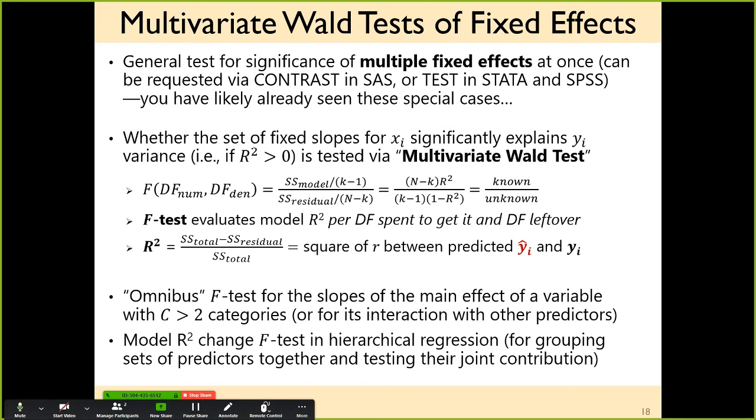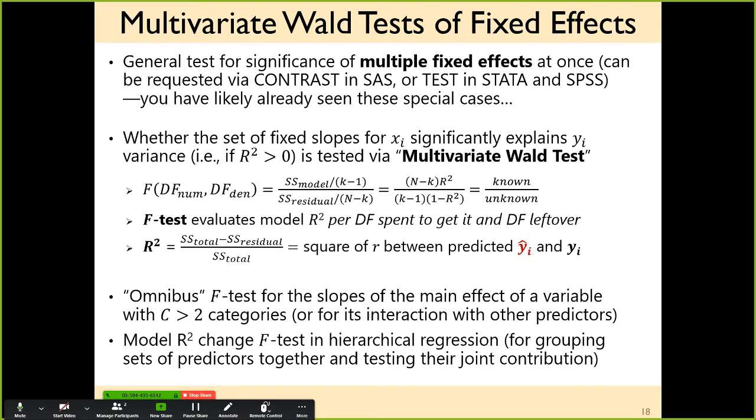But if you want to say, does variable A have an effect? No one slope answers that question. You have to test the set of them. The same question with variable B. Does it have an effect? I don't know. I have to test the set of them. So the omnibus mean effect, that's a special case of the multivariate Wald test.